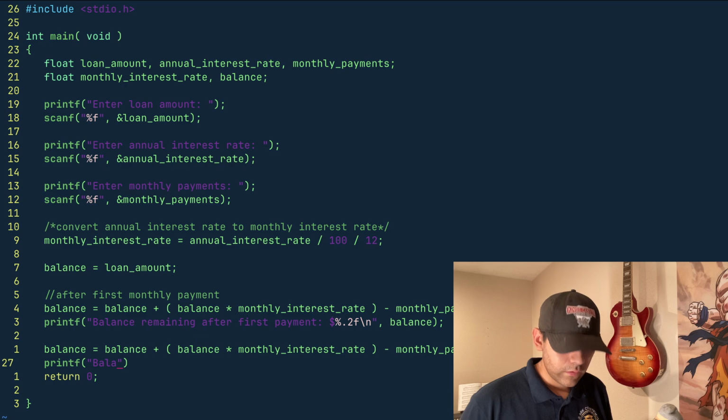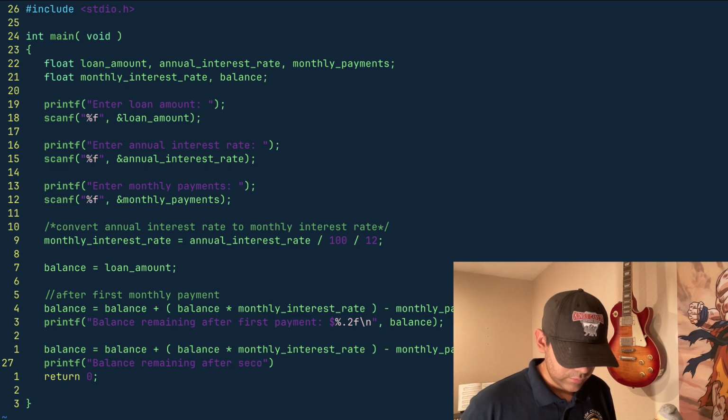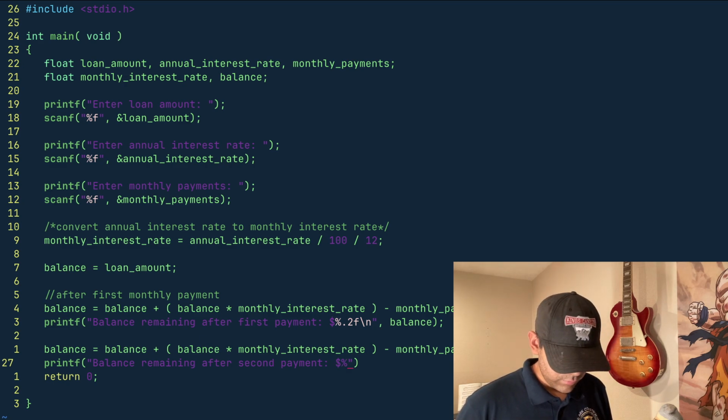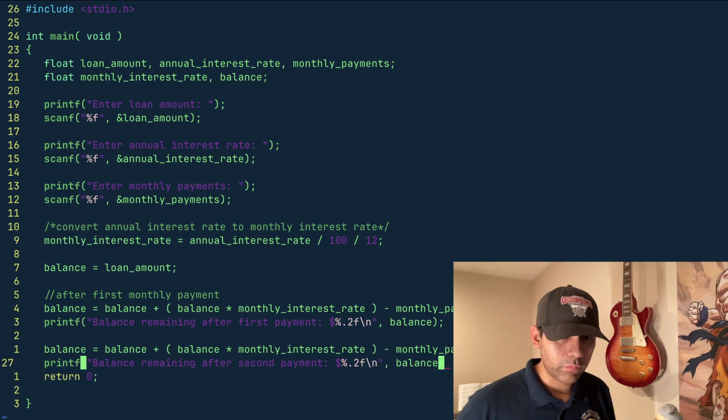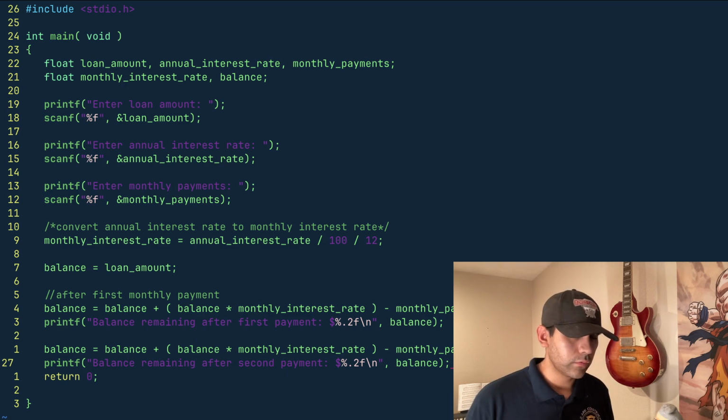Printf balance remaining after second payment and point to f balance. Don't forget the balance variable. Perfect. Yeah, we got it. 1, 2, and 3. Let's just copy and paste now.